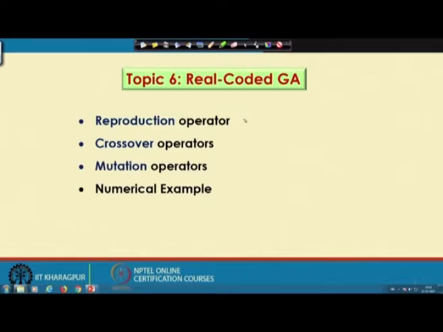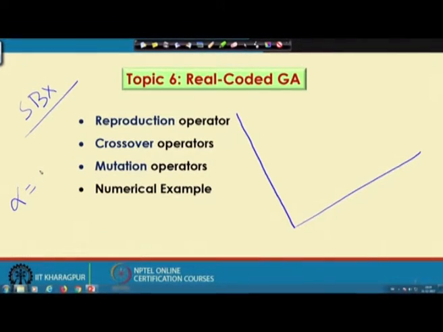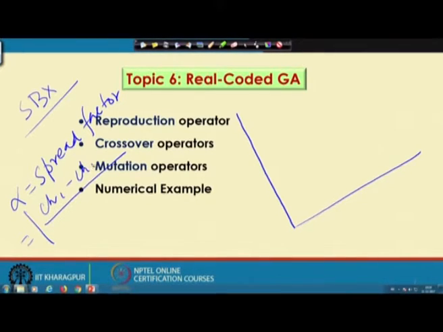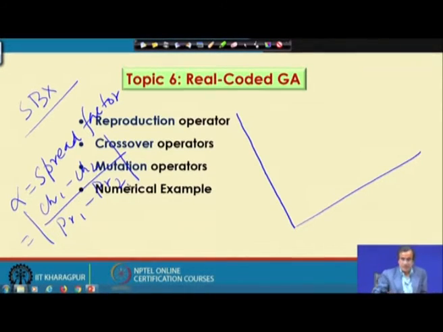Supposing that we have a probability distribution something like this. I am discussing in short the principle of SBX. We define a particular parameter, alpha, that is called the spread factor. The spread factor is nothing but the mod value of the ratio of the difference between the children solutions to the difference between the parent solutions.